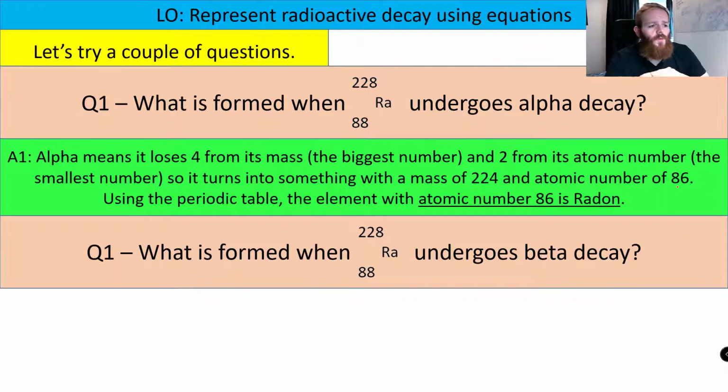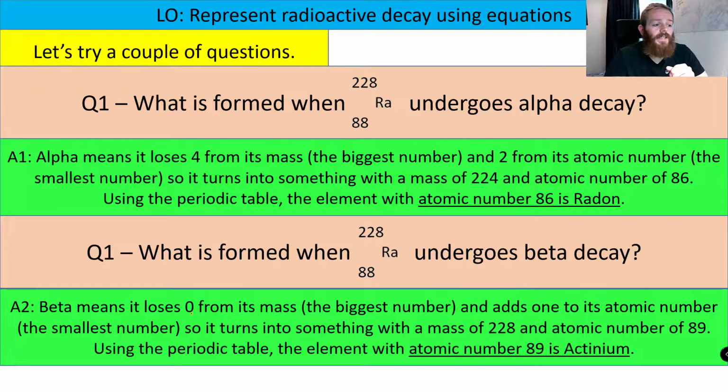Right, the next question. What is formed when radium undergoes beta decay? So let's have a quick look. So in beta decay, it means it loses 0 from its mass. Remember, a neutron's just become a proton and electron. The number of particles with mass hasn't changed. So it loses 0 from its mass, which is the biggest number, and adds 1 to its atomic number, which in this case is the smallest number.